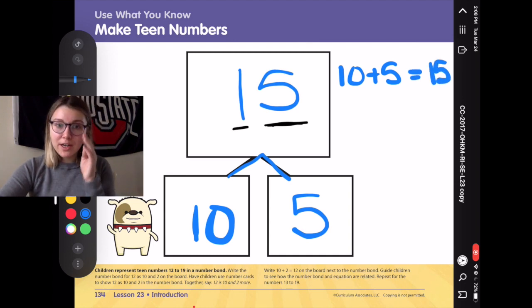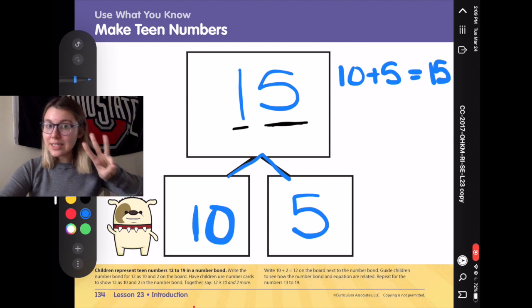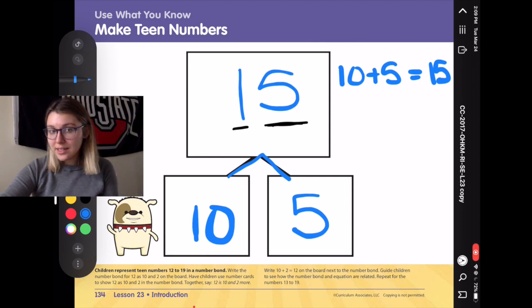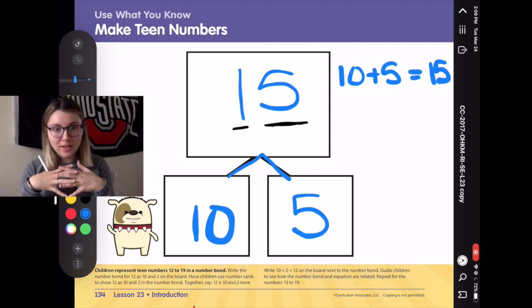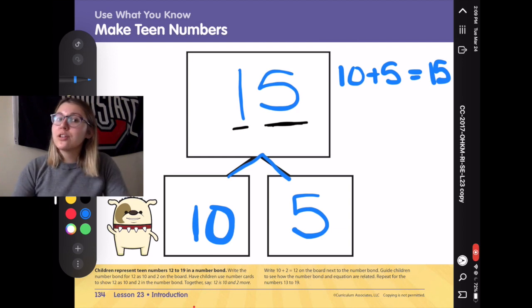So now it's your turn. Now I want you to think of 3 teen numbers, so 11 through 19. I want you to bond 10 and another number to get that number. And then I want you to write down your number sentence.